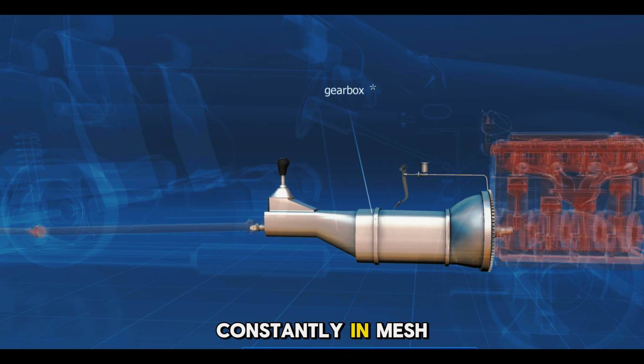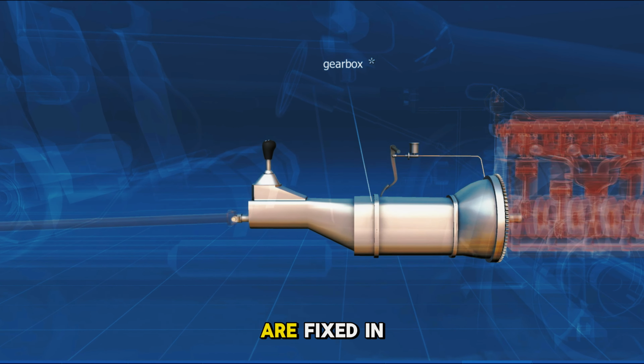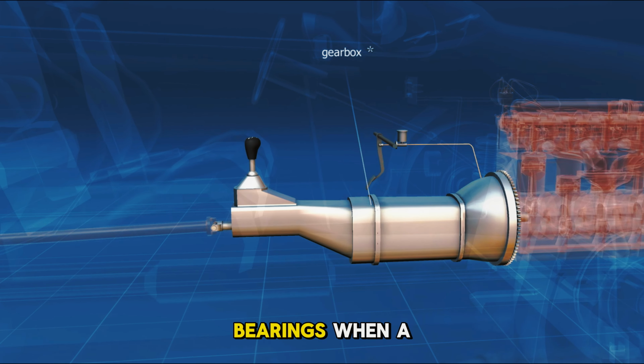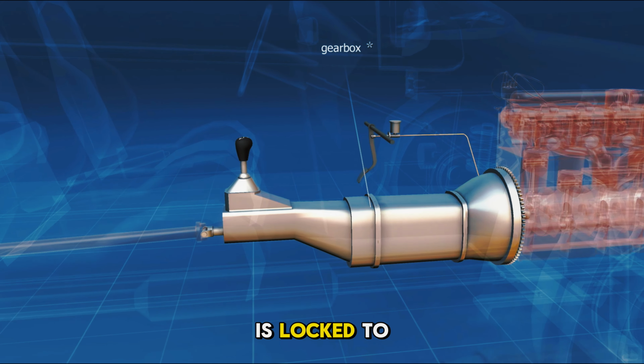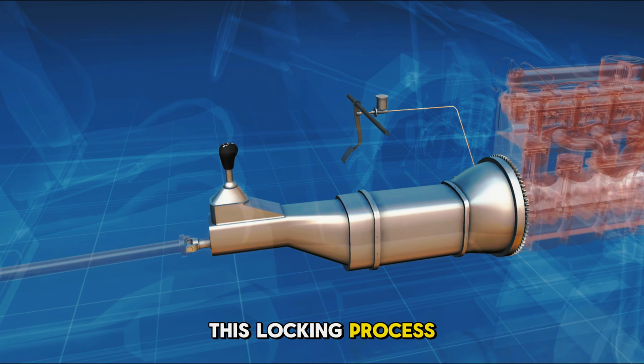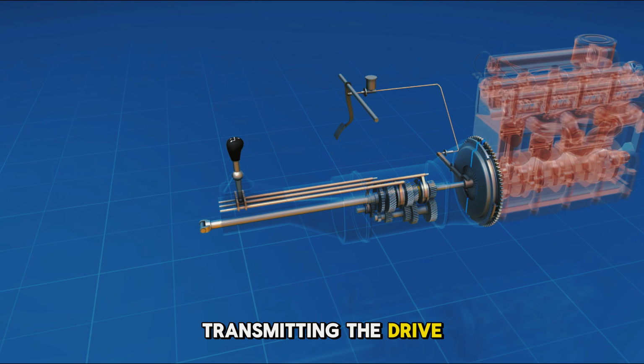In synchronized transmission systems, all gears are constantly in mesh, but they are not all engaged at once. While the gears on the countershaft are fixed in position, the gears on the output shaft rotate on their own bearings. When a driver shifts gears, the current gear is locked to the output shaft using a linkage and sleeve mechanism. This locking process allows the engine's power to pass through the selected gear, transmitting the drive to the wheels.